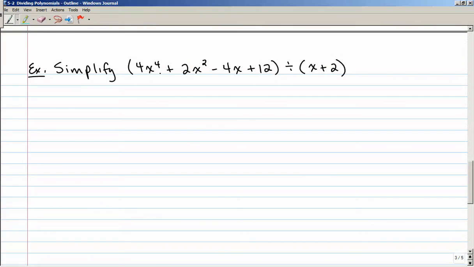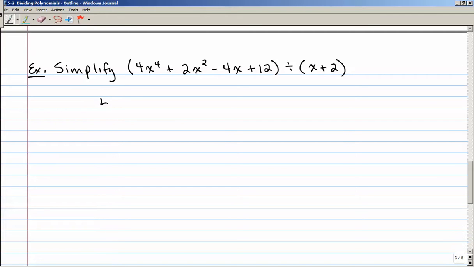Simplify 4x to the 4th plus 2x squared minus 4x plus 12 divided by x plus 2. Looking at our polynomial, what you should notice here is I go from a power of 4 to a power of 2, completely skipping x to the 3rd. So I need to actually include a 0 there, a 0x cubed, when I'm doing my columns.